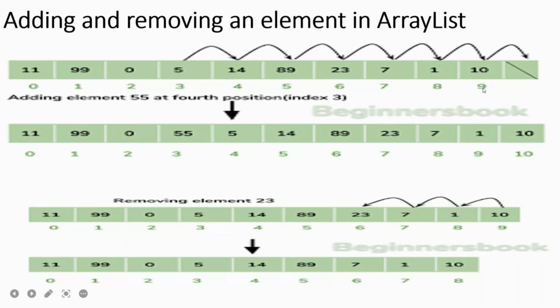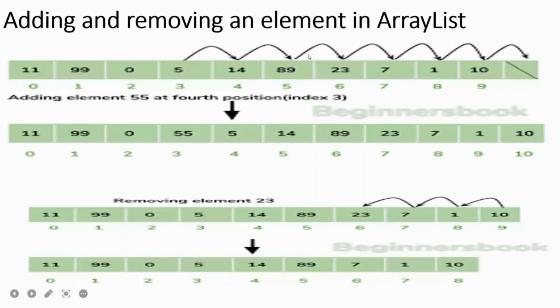So the element at the ninth index will go to the 10th. For example, you have a list of size 100 and I want to add an element at this position. How many shifts do I need to do? 100 minus that position. For example, at the third position, it may be around 96 positions I need to shift.